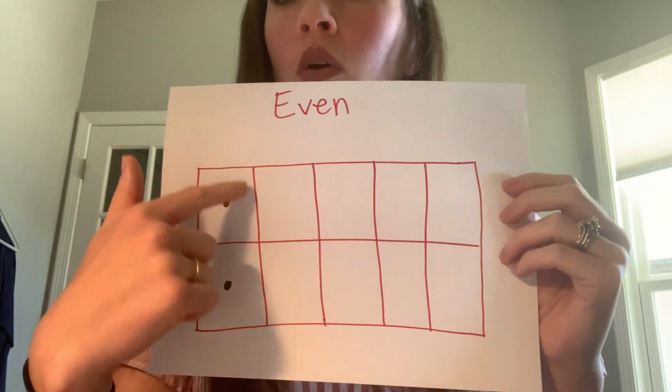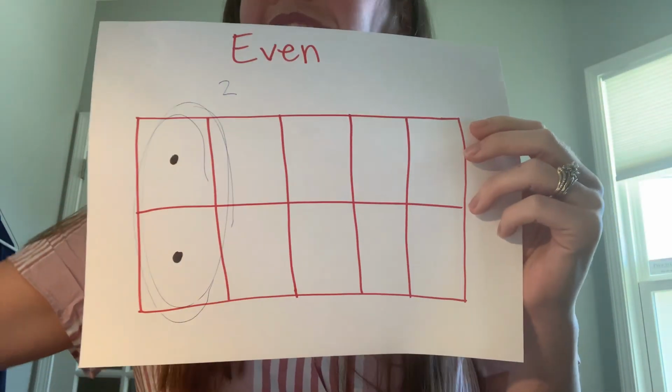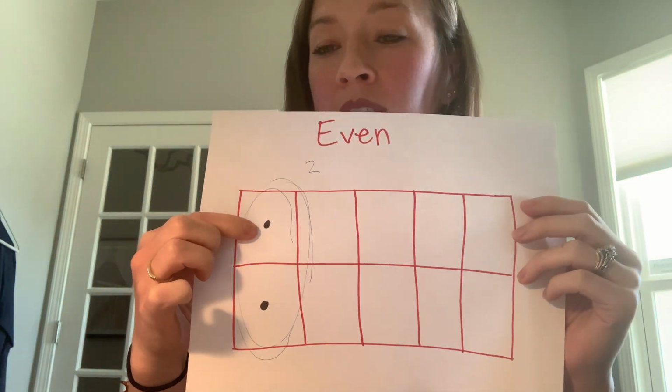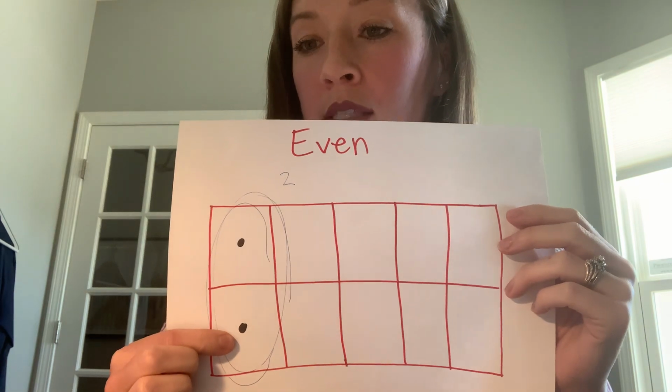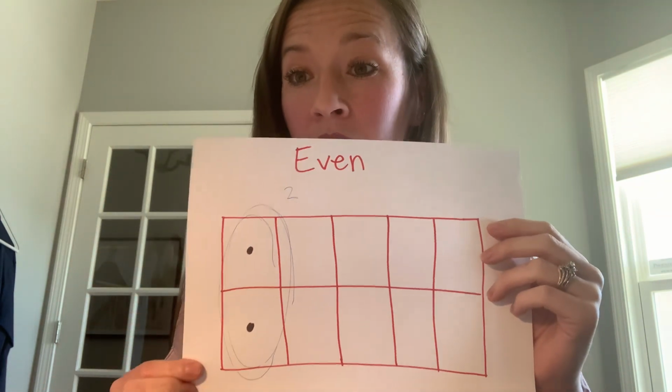Okay, so look, we have a buddy pair. The number 2 is an even number. 2 is an even number, and you can tell here because I have 1 dot up here and another dot down here that equals 2. 2 is an even number.